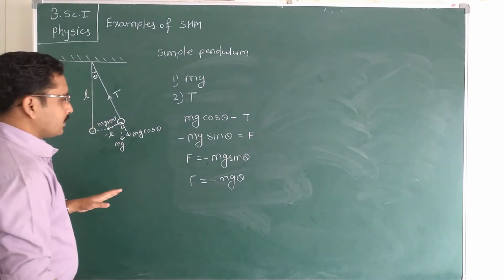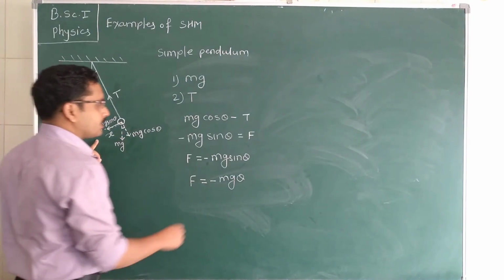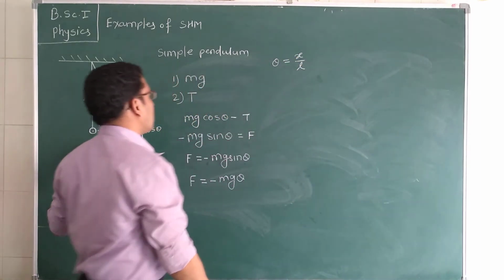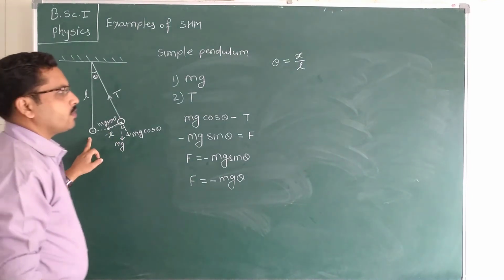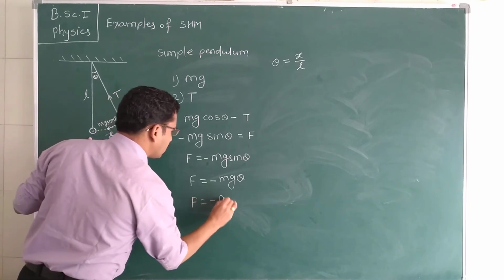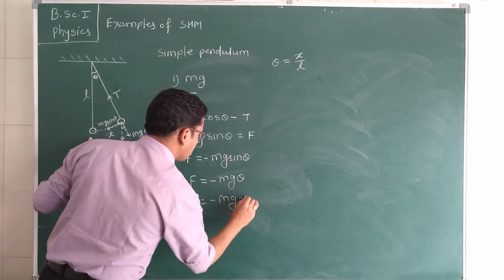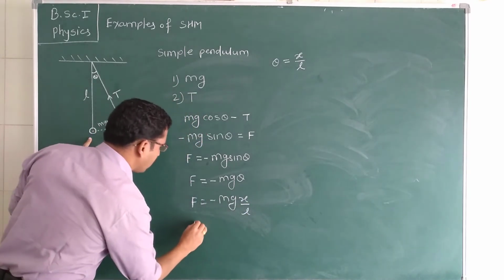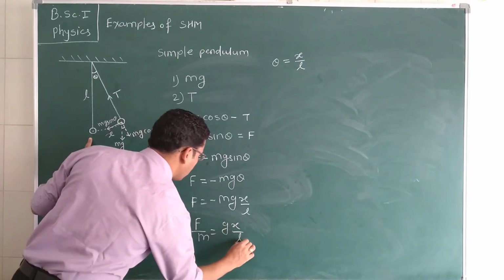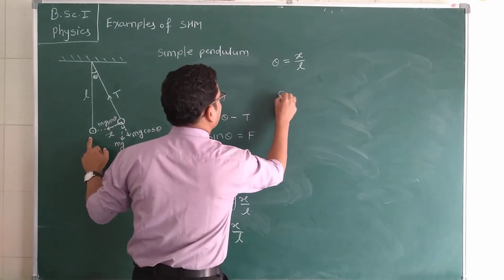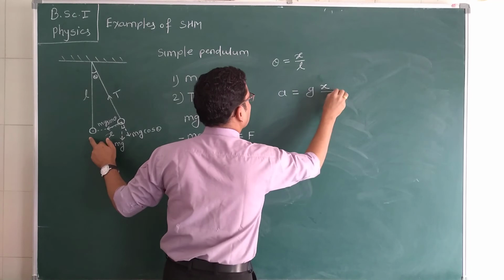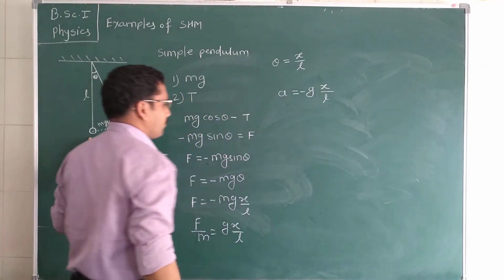But what is theta? From this diagram we can say that theta is equal to x upon L, the arc length divided by the length of the pendulum. So we can write F is equal to minus mg x upon L, or F by m is equal to minus g into x upon L. But what is F by m? This is nothing but the acceleration, which is equal to minus g into x upon L.